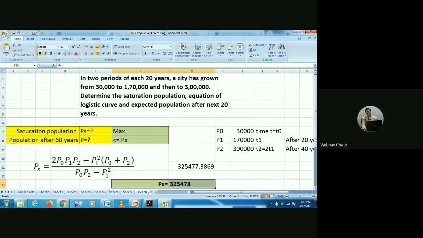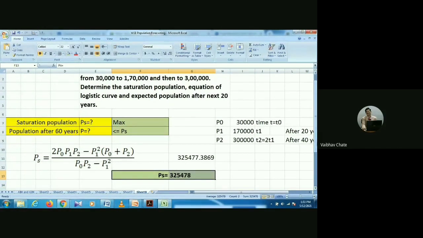I got it by making use of the equation Ps is equal to 2 times P0 P1 P2 minus P1 square in bracket P0 plus P2 bracket complete, whole divided by P0 P2 minus P1 square. So this value is in terms of numbers. I want you to cross check the value that I found out.